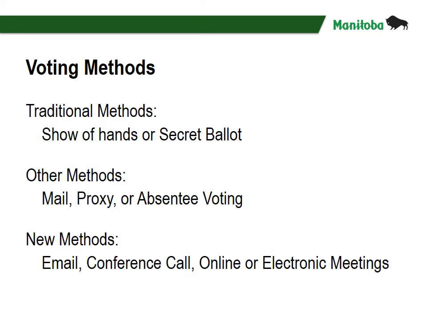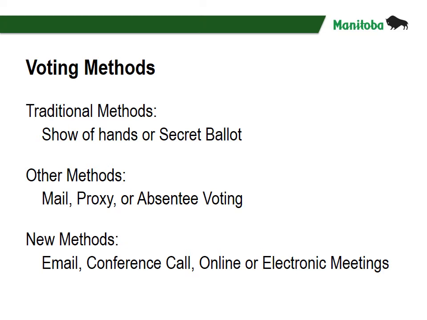Voting methods. We're going to look at the traditional methods, other methods, and new methods. Traditional voting in person is the most common way that decisions are made at a board meeting. Following the guidelines of their constitution, members gathered around the table vote on issues pertaining to the board and the business that it carries out.